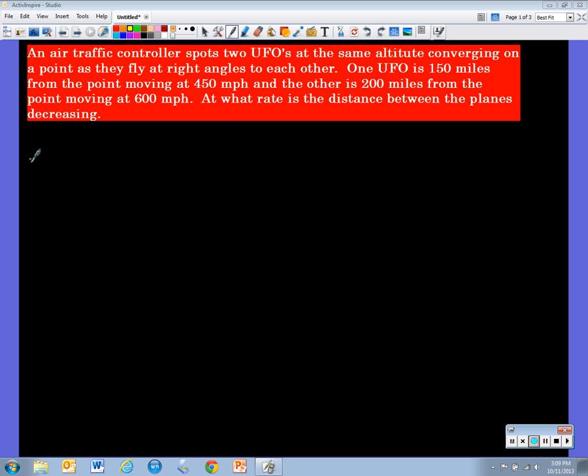Okay, the better question might be how long before we die, but apparently we just need to know at what rate the distance between the two planes is decreasing. So let's sketch out the situation, because it talks about how they're flying at a right angle toward each other. One guy's flying this way and the other guy is flying this way, at a right angle right here. It doesn't matter which one is which. I'll let this one be the 150. He's 150 out. And this one is 200 miles out.